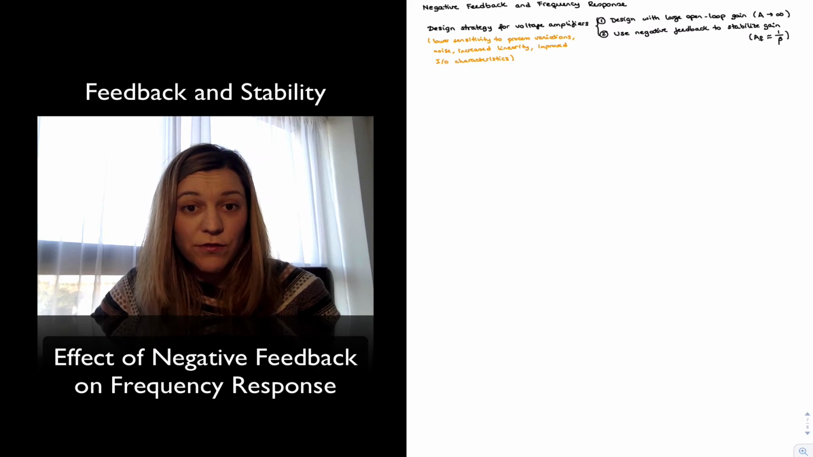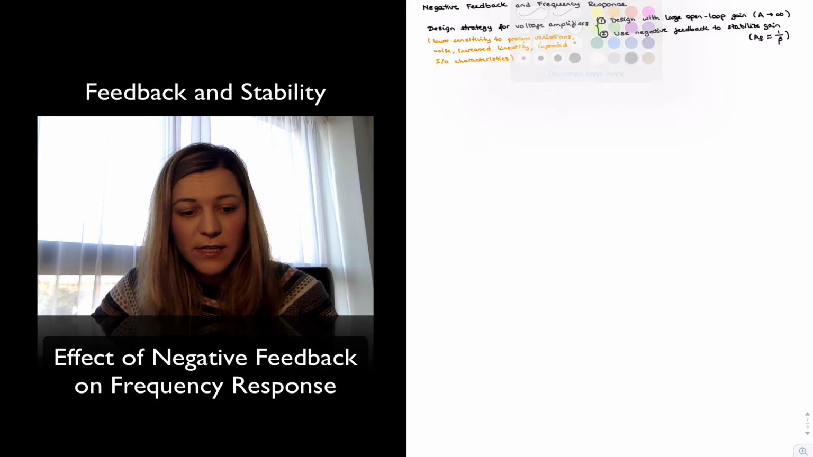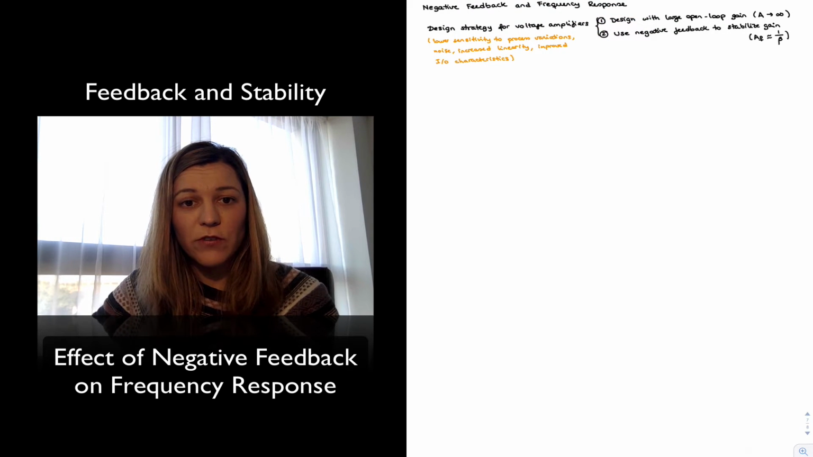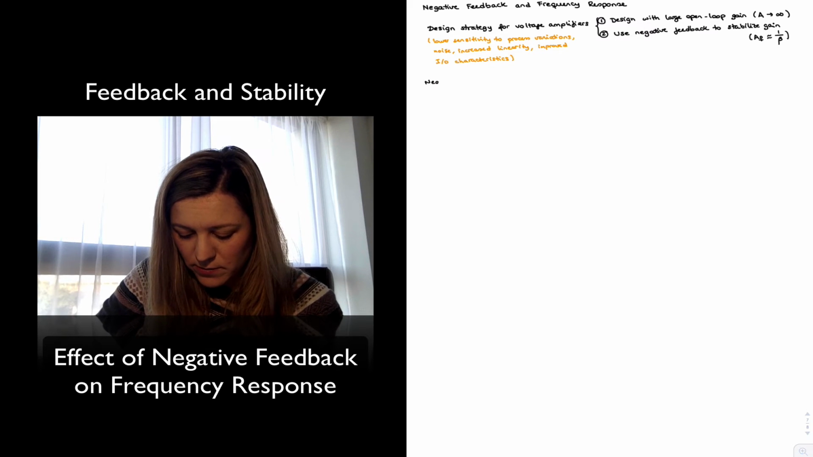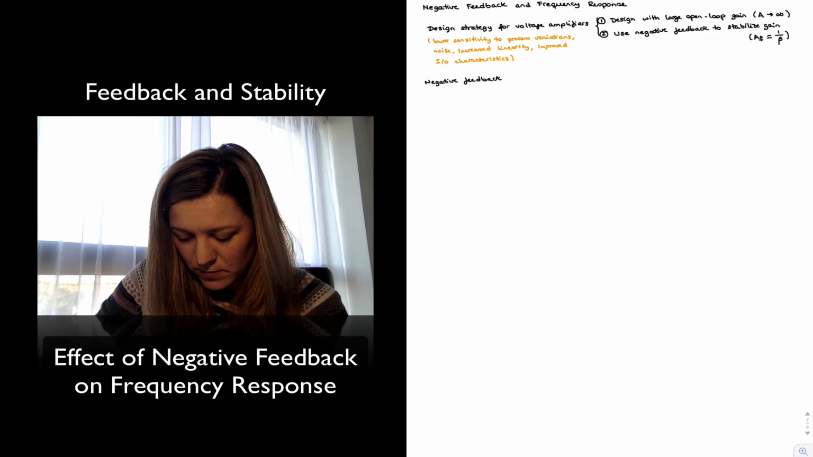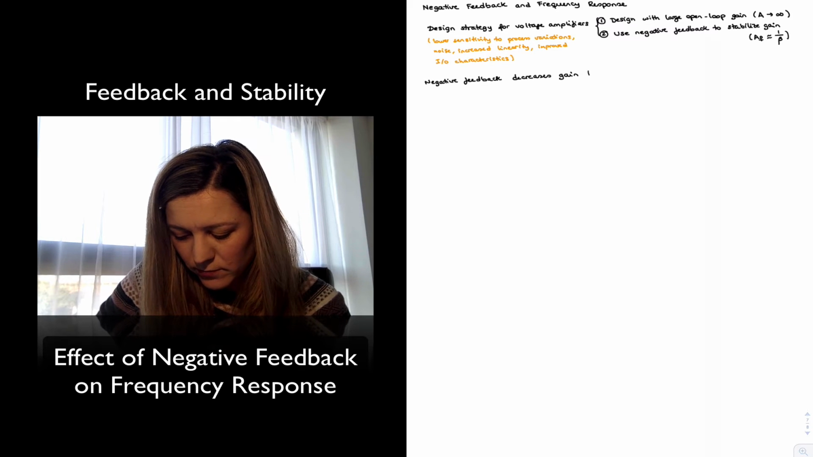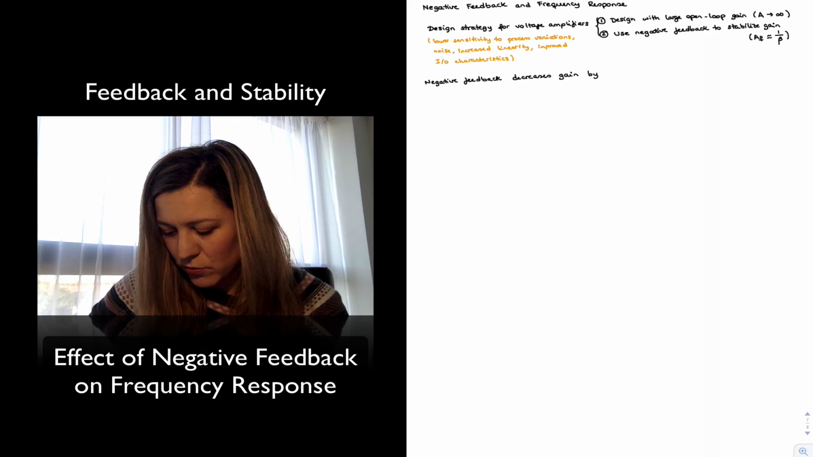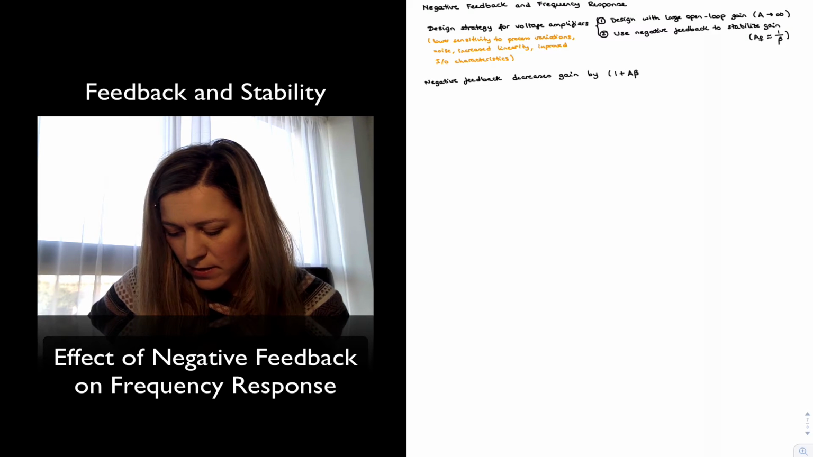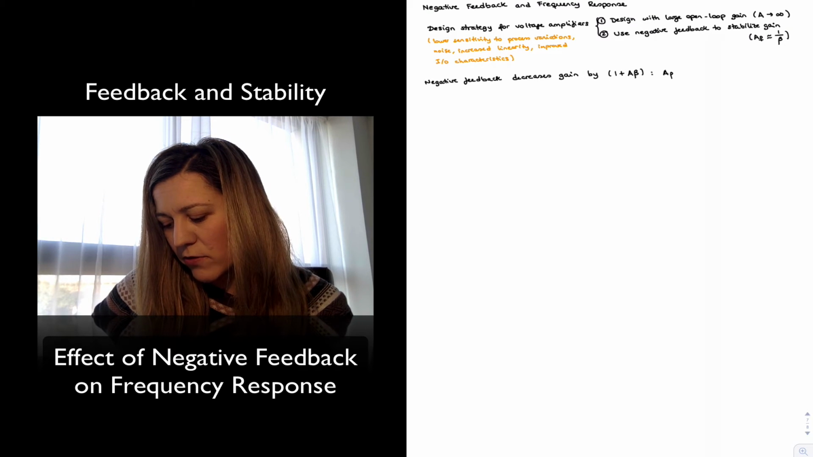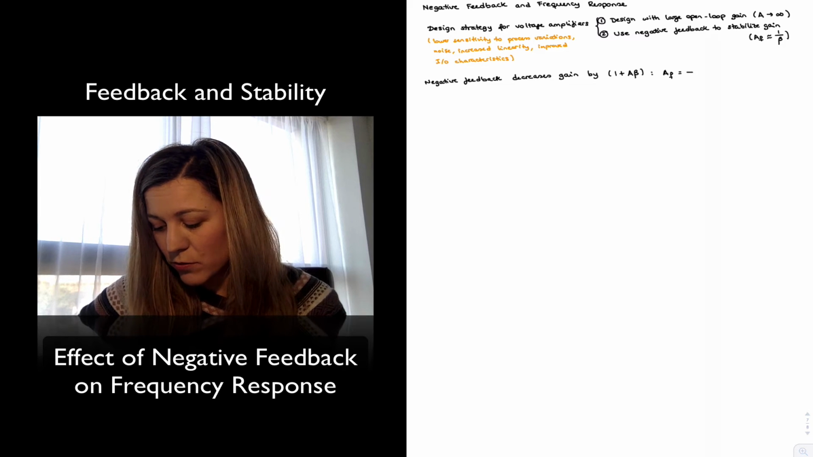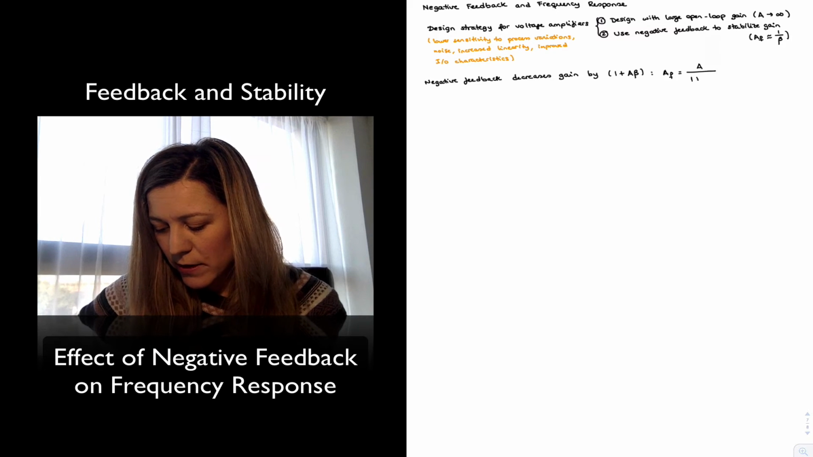At the expense of overall gain for the system, because as we have seen, negative feedback decreases the overall gain of the system by a factor of 1 plus A times beta. So negative feedback decreases gain by a factor of 1 plus A times beta, meaning the gain of the feedback system is going to be equal to the open loop gain divided by the amount of feedback, 1 plus A times beta.